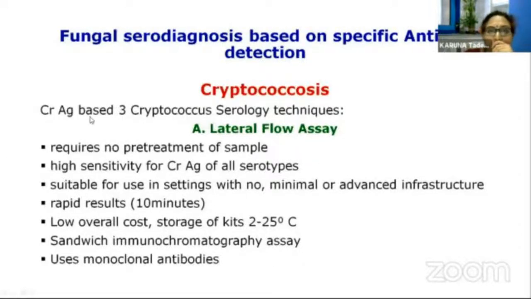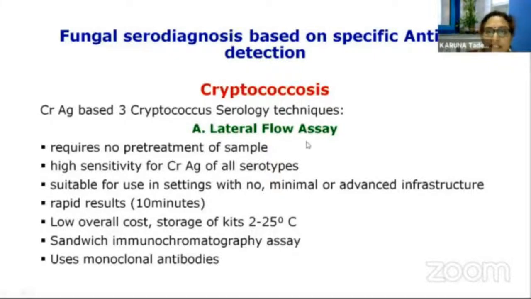So if we start with cryptococcus, cryptococcal antigen detection is based on three cryptococcus serology techniques. We will start with lateral flow assay, and slowly as we progress, it is very important. Here I want to mention that these three techniques have to be well understood: why one is better than the other, or why another has been discontinued or is not preferred much.